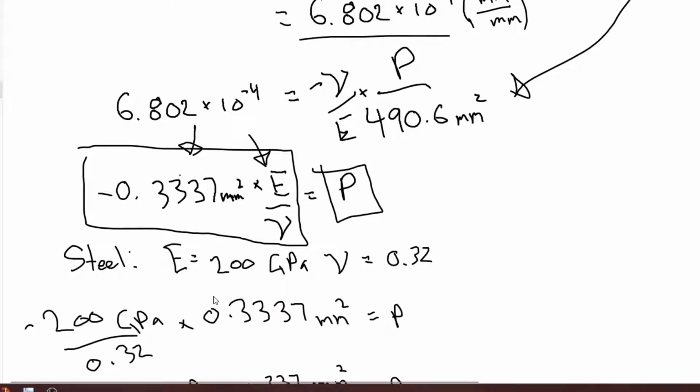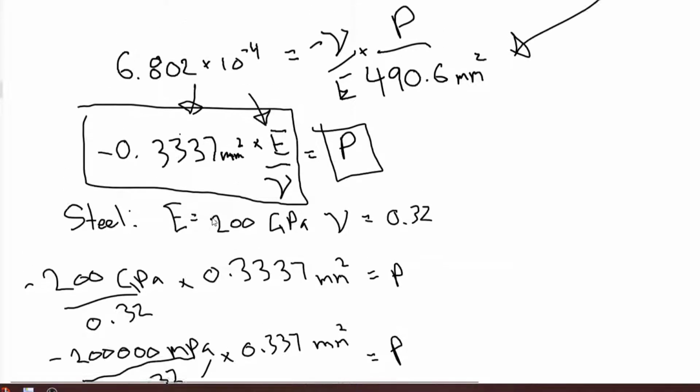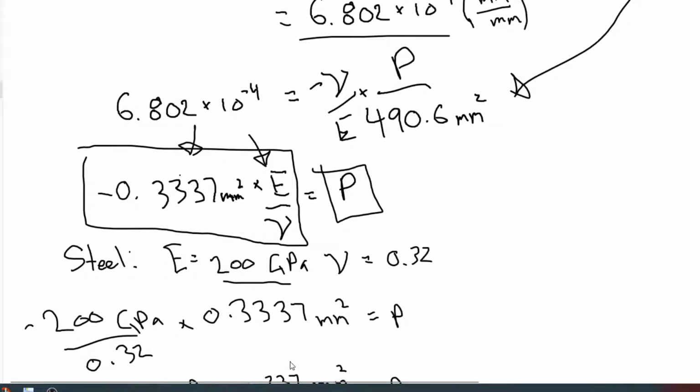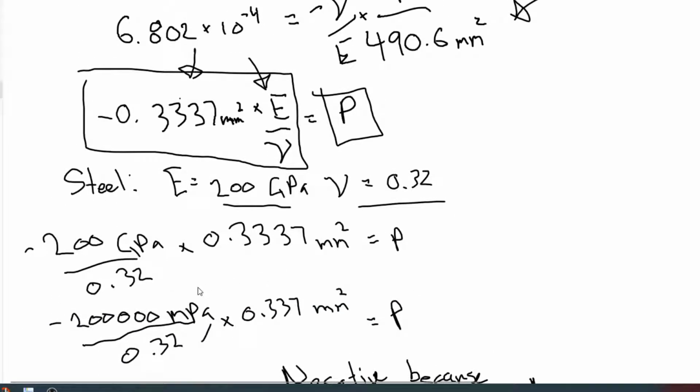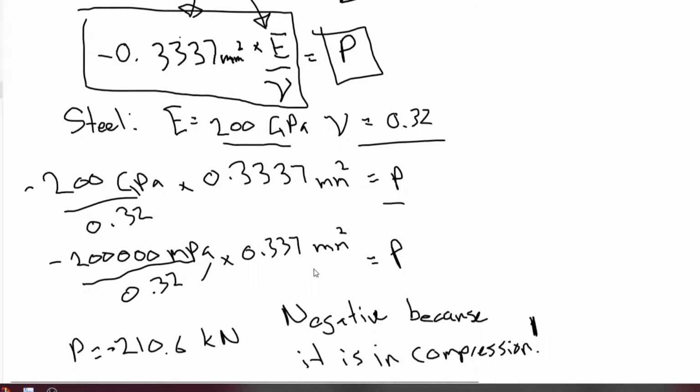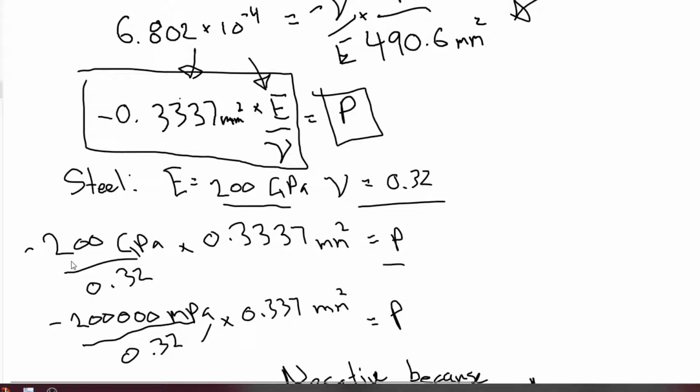So let's have a look at steel first. So for the steel, we've got a Young's modulus. Steel has a relatively high Young's modulus at 200 gigapascals, and its Poisson's ratio is about smack dab in the middle for metals, 0.32. So plugging those values in, we can solve for P. So we've got negative 200 GPa over 0.32 times our 0.3337 millimeters squared.